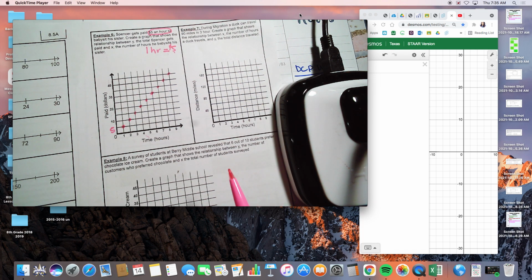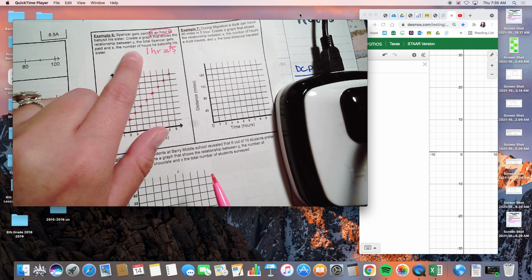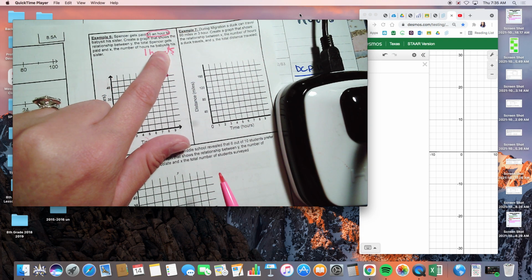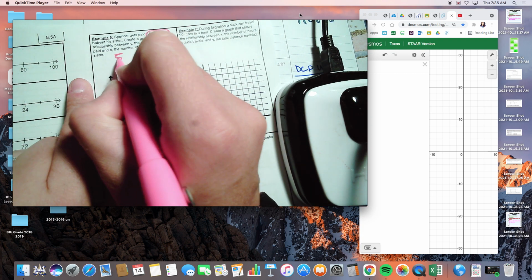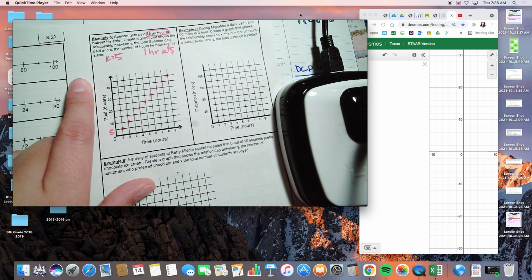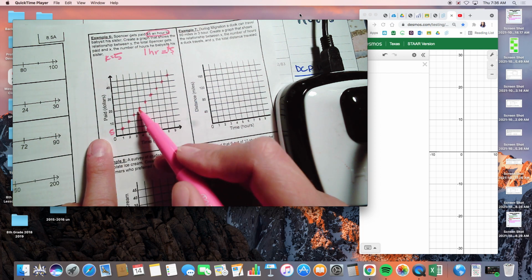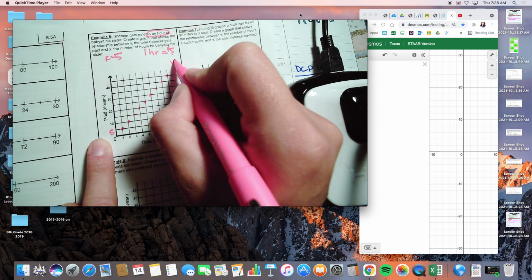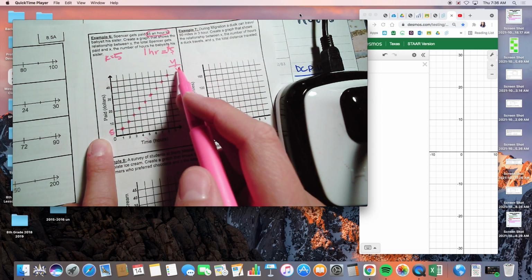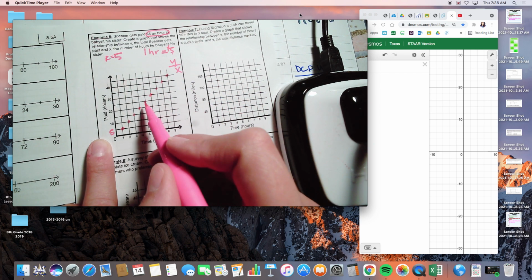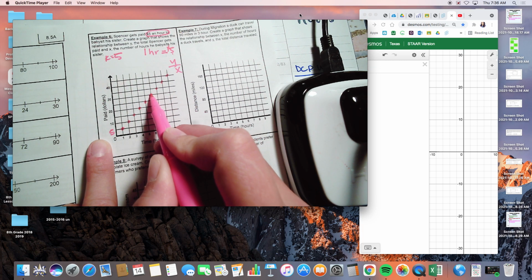Something I want you to notice is that if you were just to pick a random point, so I have 1 hour equals 5, that means 5 is my constant, okay? That means each one of these points, if I divide Y by X, each one of these points should give me 5. For example, I'm going to divide, let's pick this one.